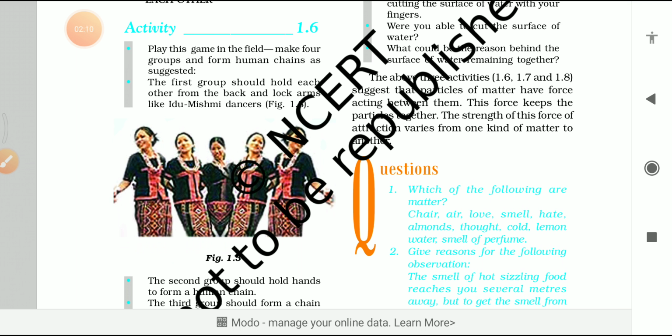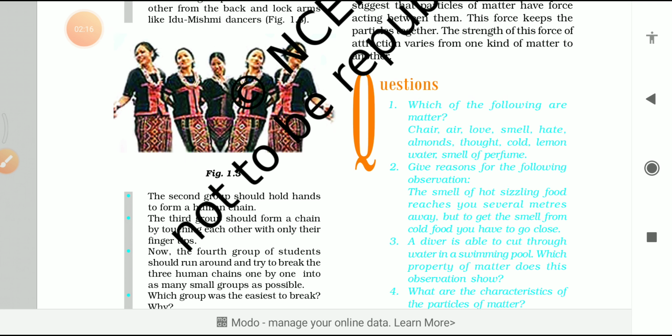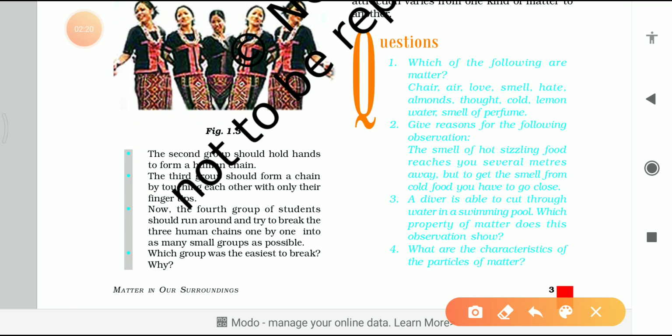The first group should hold each other from the back and lock arms like Odia Mishra dancers. The second group should hold hands to form a human chain. The third group should form a chain by touching hands with each other with only their fingers. And the fourth group of students should run around and try to break the 3 human chains one by one into as many small groups as possible. Now in the fifth one, they ask which group was the easiest to break, and why. I will explain to you, students.